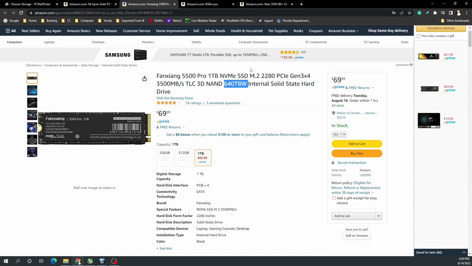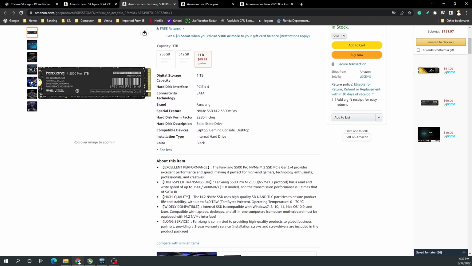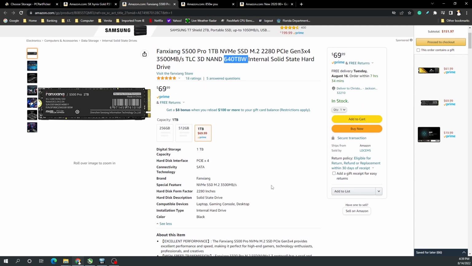It does have pretty good endurance, 640 terabytes written. It fits the form factor. Yes, it is only a Gen 3 drive, but the motherboard it's going to go into is only Gen 3 anyway, so that's not really a problem. It's got pretty good reads and writes. For example, it's got a 3500 read and 3000 megabytes per second write. So plenty for what my son's needs will be, but it's not showing in PC Part Picker.